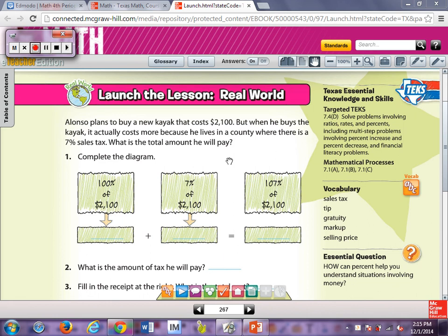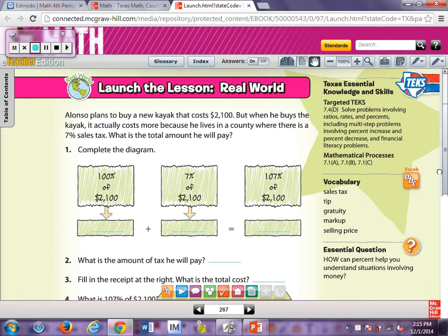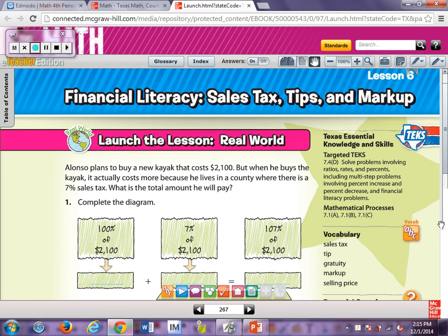This is our first lesson in financial literacy. And basically what that means is that we're going to be teaching you guys now how to use money in an everyday real world situation. So we're going to begin on page 267.